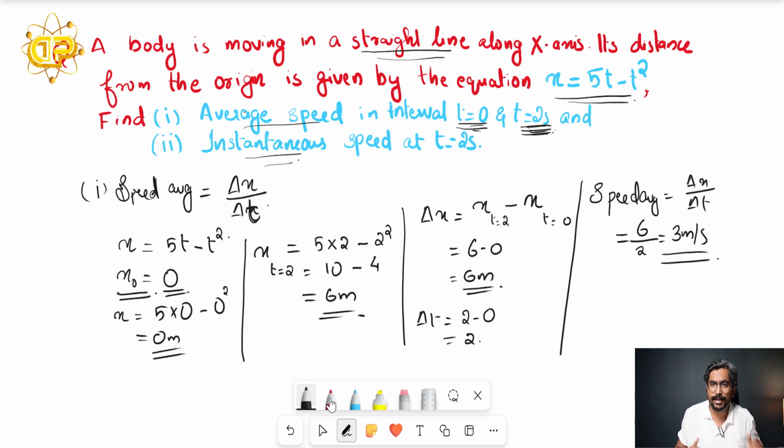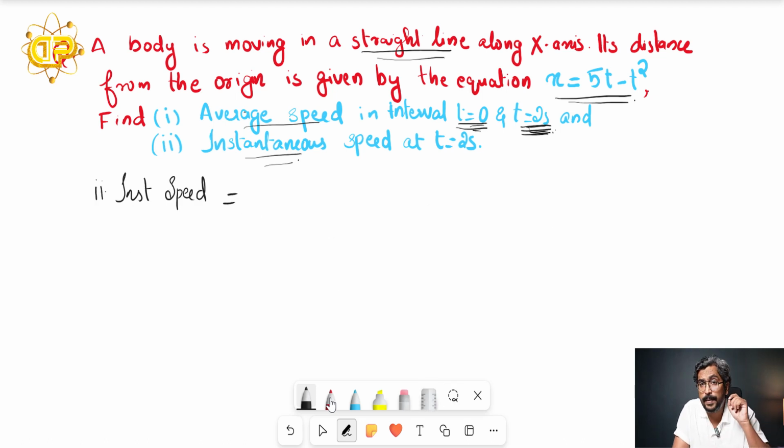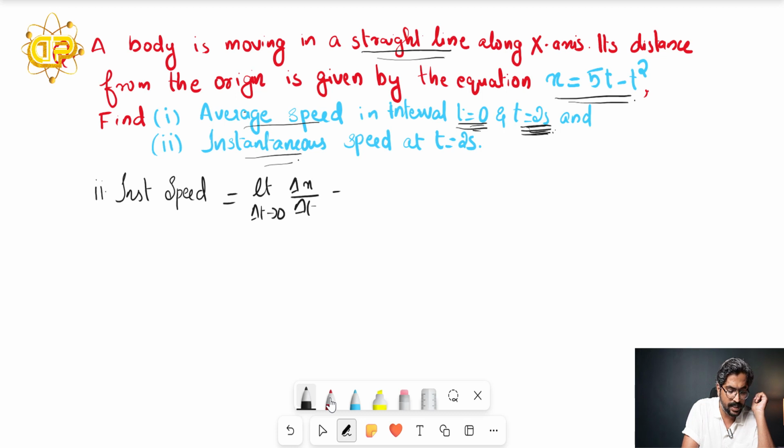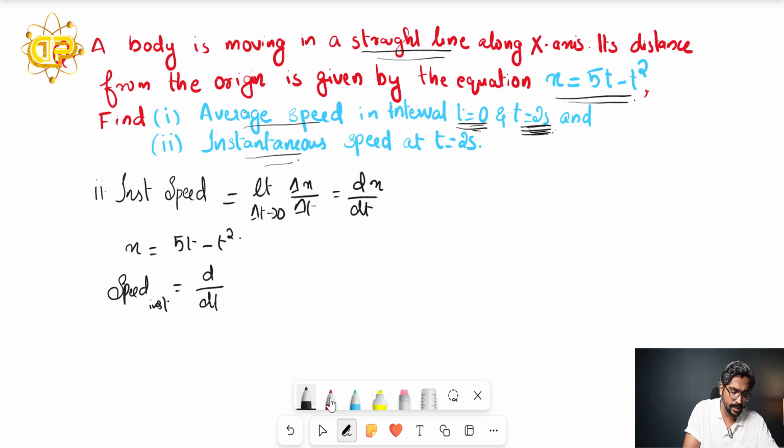So what about the instantaneous speed? How will you find out the instantaneous speed? Let us see what happens. Instantaneous speed is nothing but the limit as delta t tends to 0 of delta x by delta t, which is equal to d by dt of x. Here x is given by 5t minus t squared. So the instantaneous speed is equal to d by dt of 5t minus t squared.